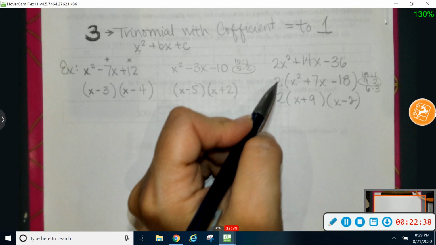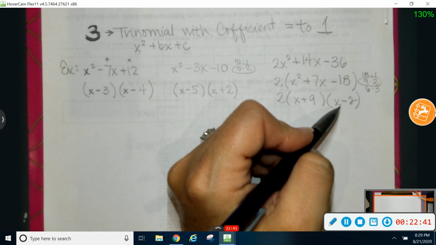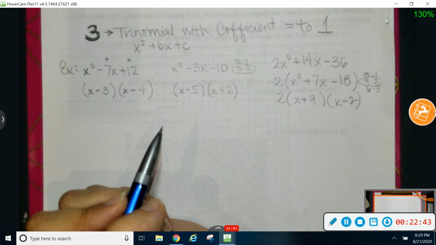Here's my complete factoring. Can't forget about that GCF, because if I would FOIL this, I would then need to multiply back the 2 to get where I started.